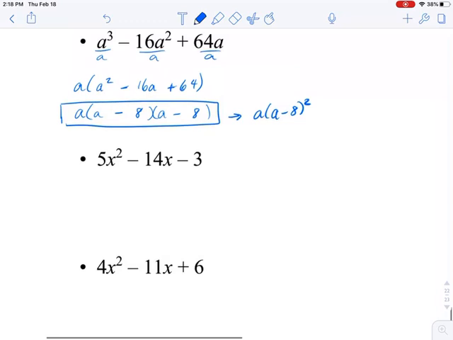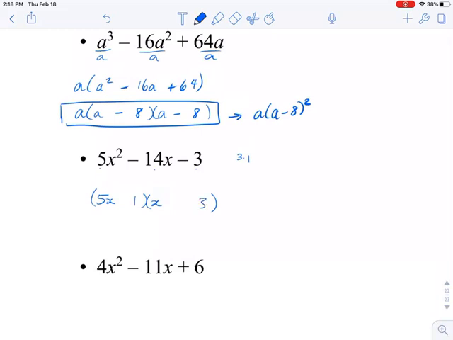Okay. Can I remove a GCF here? No, I cannot. This is prime, and that's prime, so it can't. However, 5x squared can only be 5x multiplied by x, and 3 can only be 1 times 3. The question is where to put the 1 and the 3. Well, let's just plug them in.